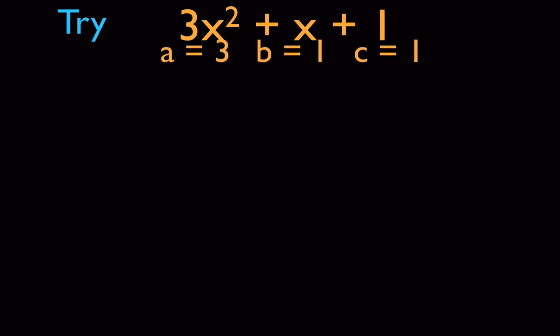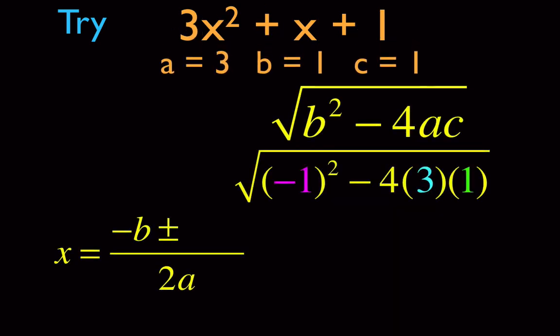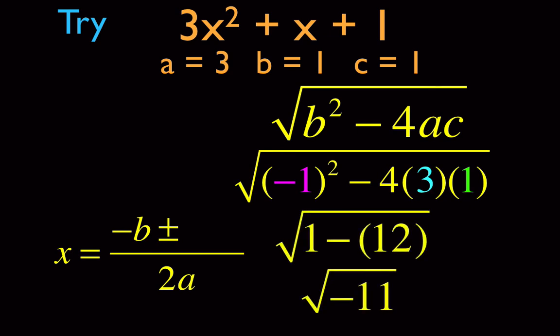Okay, the last example we're going to look at is, of course, going to be one that ends up with no solution. What you do is you plug in your a, b, and c, and as you go through the steps, you end up with square root of negative 11.